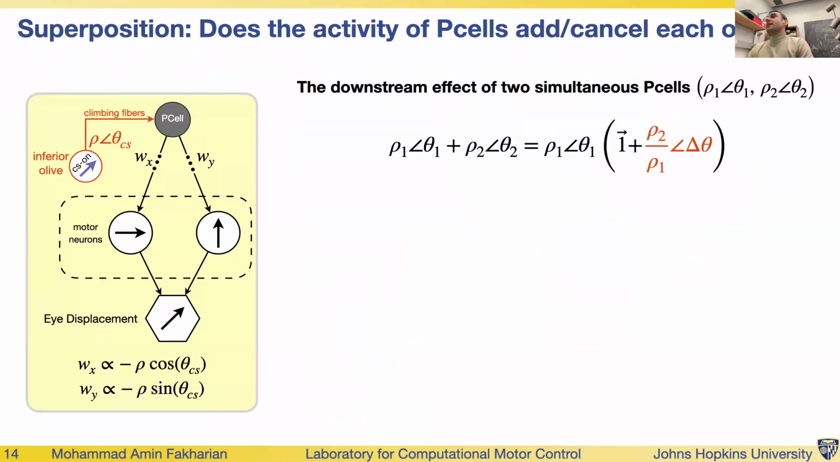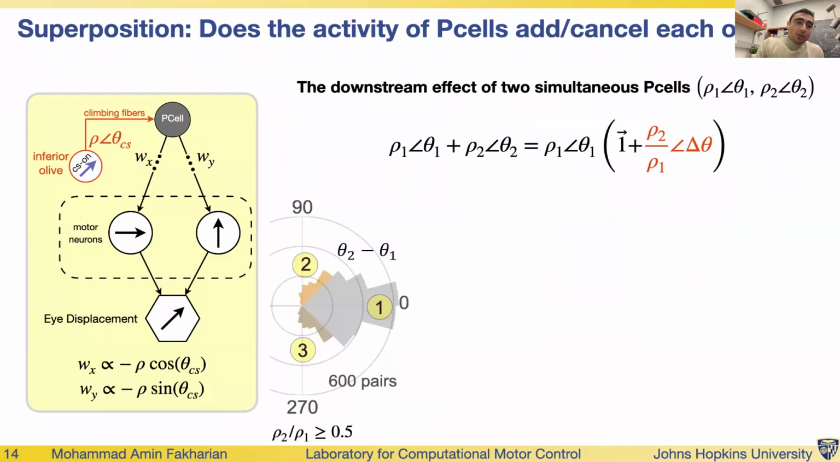Let's say that the downstream effect of two simultaneous Purkinje cells is represented by rho 1 with angle theta 1 and rho 2 with angle theta 2. And let's just have the vector sum of the two. And we're going to see that basically the net vector, the net prediction of the perturbation, is going to depend on the ratio of rho 2 over rho 1 and the difference between the two angles. So we bin our pairs by the difference between their preferred direction.